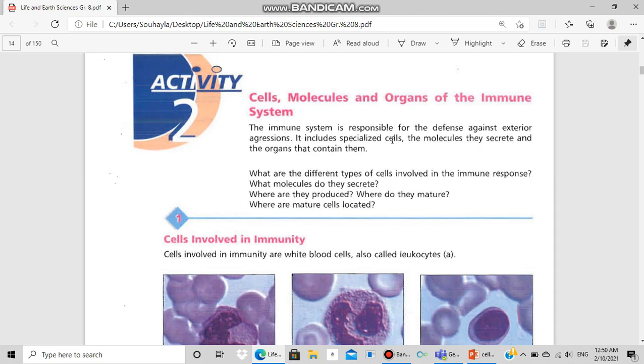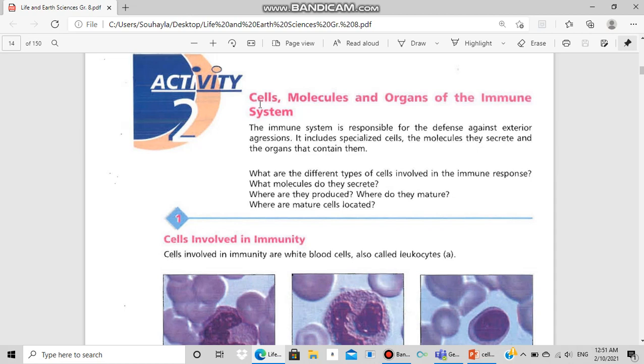This lesson is on page 16. Pay attention to the explanation in order to understand it well. The title for this lesson is Cells, Molecules and Organs of the Immune System.